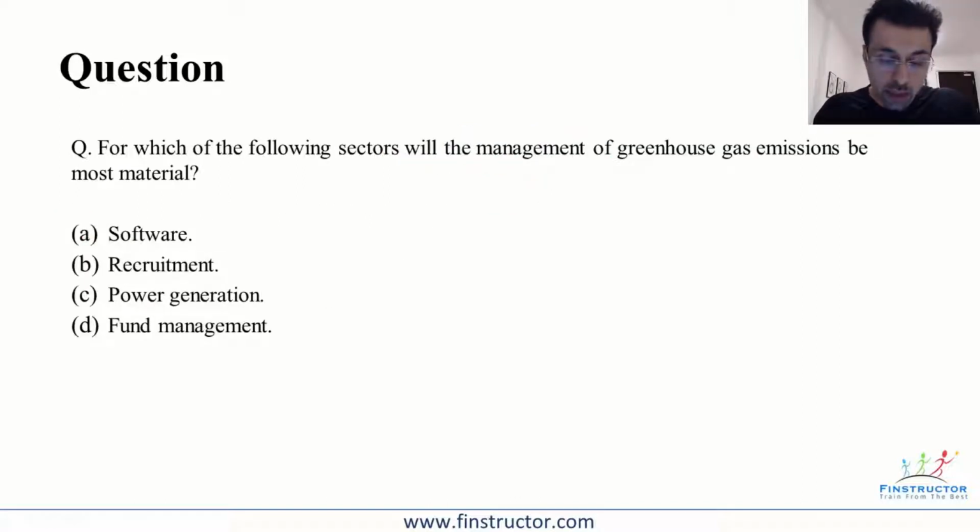Which of the following sectors will management of greenhouse gas emissions be most material? So greenhouse gases, carbon dioxide, nitrogen, sulfur, software, recruitment, power. So power generation is generally very polluting and it produces a lot of greenhouse gases.